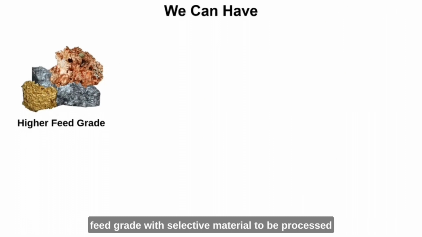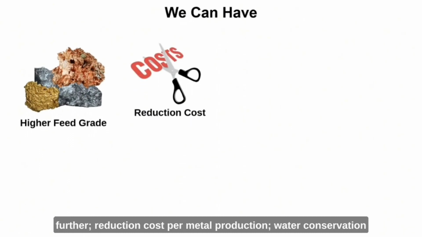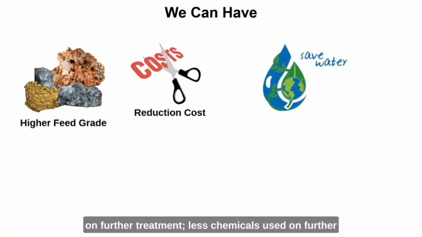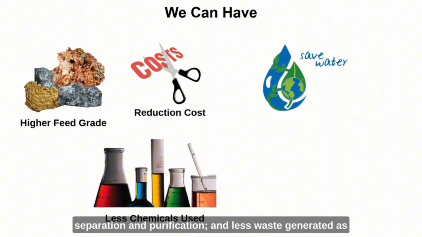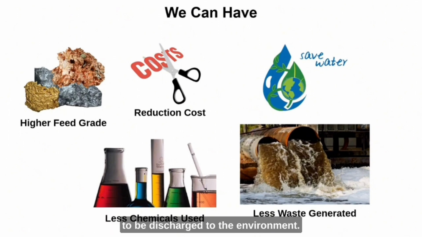As a result, our process will only process less waste, or we can upgrade to high quality materials. By applying this strategy, we can have higher feed grade with selective material to be processed further, reduction of cost per metal production, water conservation on further treatment, less chemicals used on further separation and purification, and less waste generated, as less material reacted with chemicals has to be discharged to the environment.